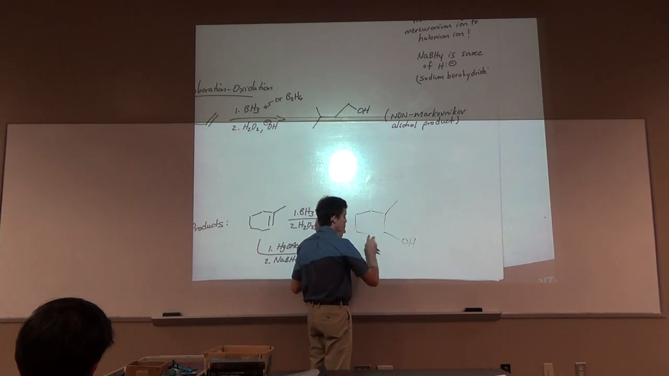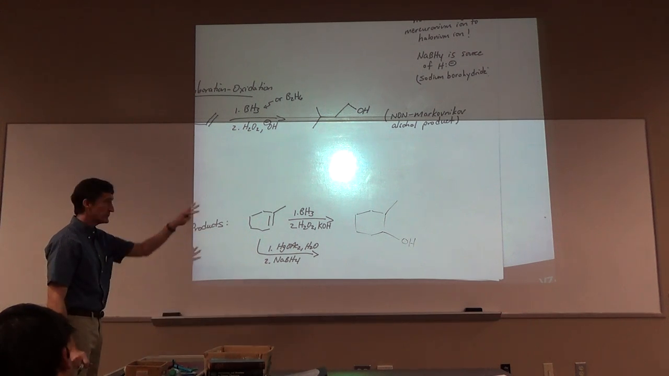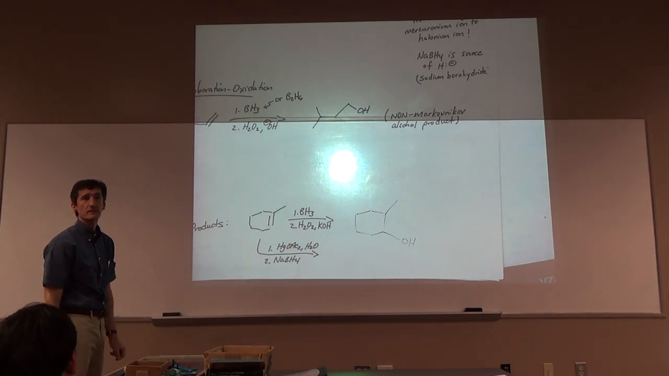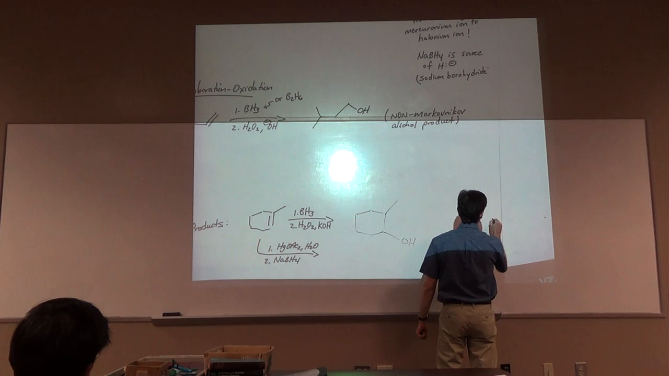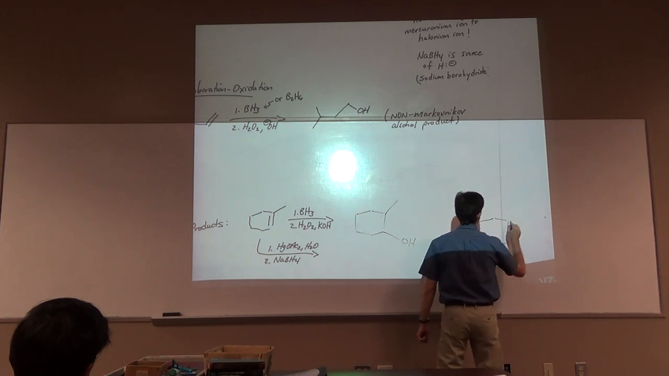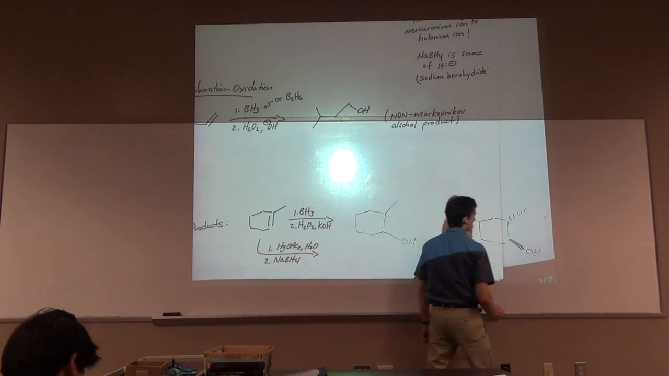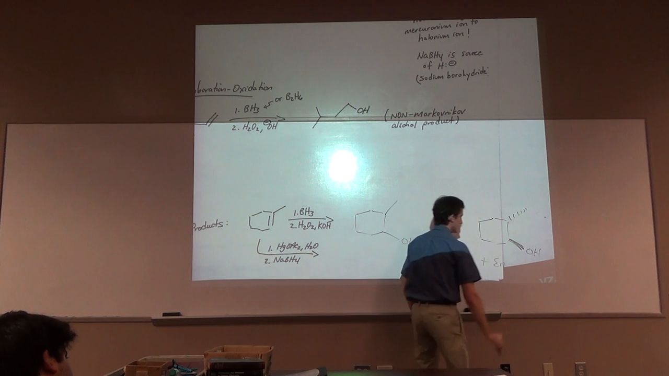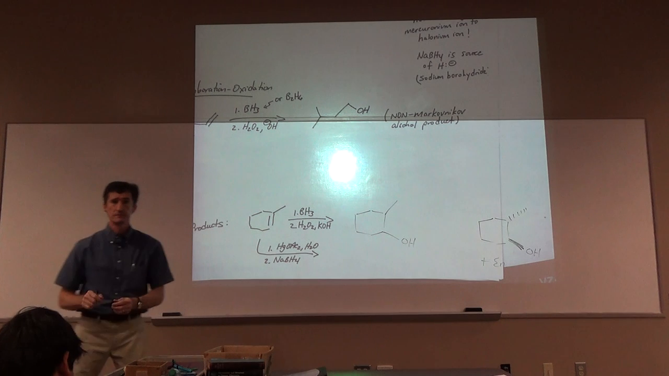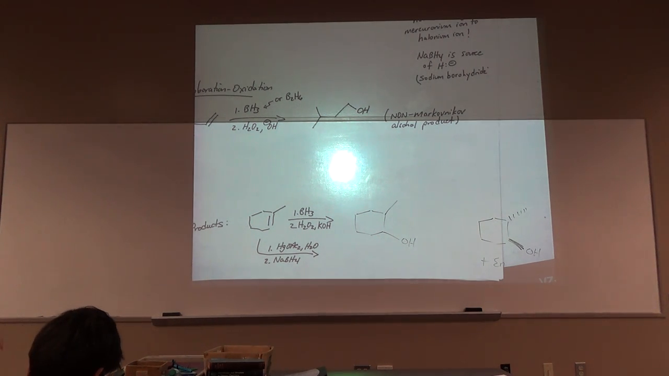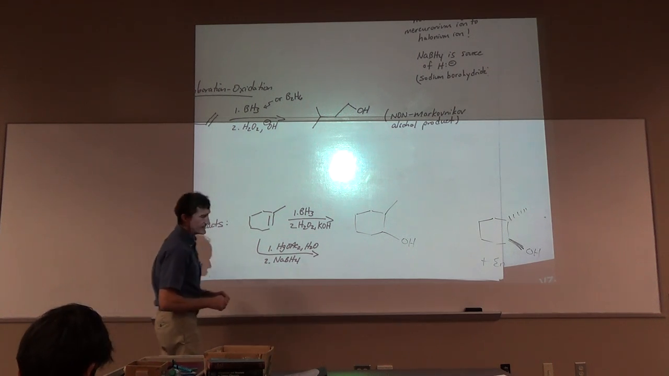But is this going to be cis or trans? Who says cis? You said those two groups are going to be cis. Who says trans? Okay, these two groups are going to be trans. You're going to get trans plus an enantiomer. An enantiomer is where that will be bold and that will be dashed. The enantiomer will also be trans. The enantiomers will be formed in a 50-50 mixture, and that will be called racemic. Why is it trans?